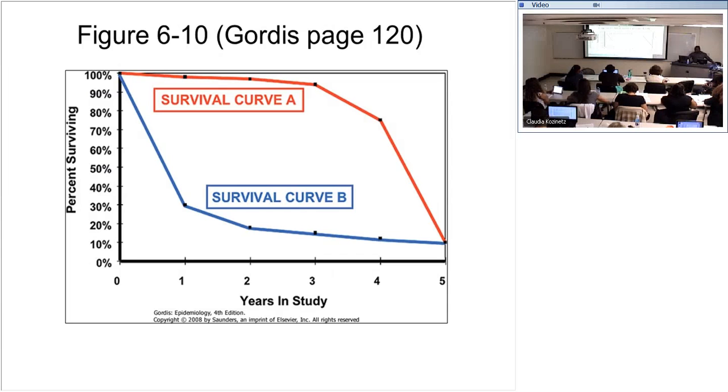Group B. What do you think happened in Group B? On the graph, what do you think happened in Group B? Most of them died within the first year. Yeah, so death was very high for Group B. You can see that within the first year, they had only about 30% alive, and then it continued to decline until the 4th year.